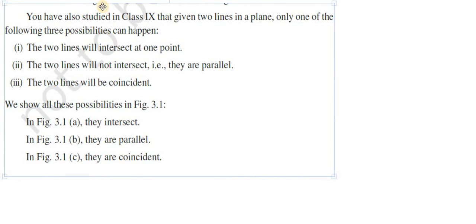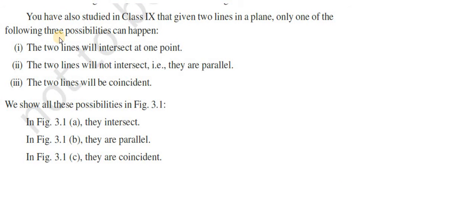Okay, you have studied in class 9 that given two lines in a plane, only one of the following three possibilities can happen. Last year also you did the graph, right? This year also the same thing, but in one graph sheet you need to draw only one graph, with two lines. We need to find two points for each line, and the two lines will intersect here.